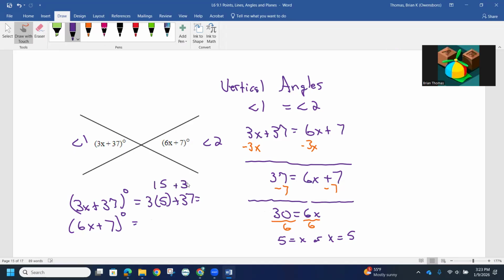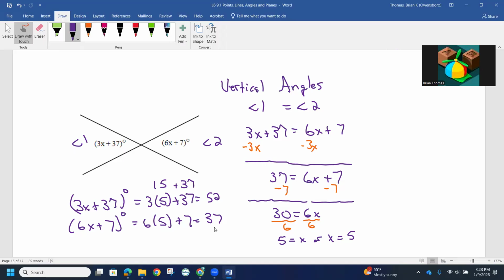15 plus 37, is that going to be 52? Yeah, that's going to be 52. So that means that this angle should also be 52. So let's see if that plays out. So 6 times, let's see here, 6 times 5 plus 7, that gives me 37.